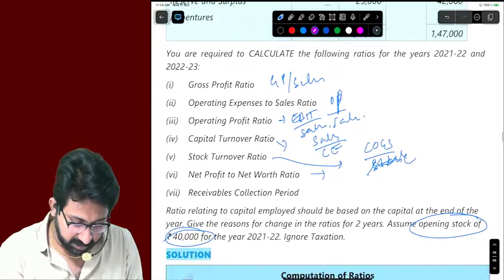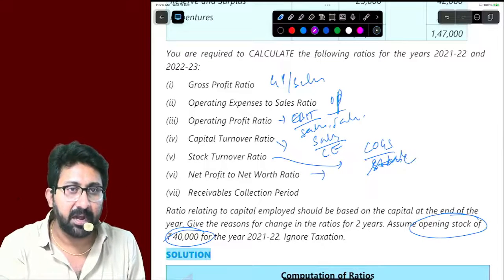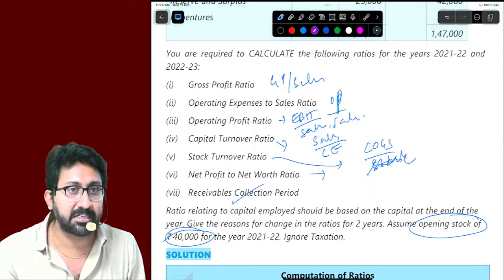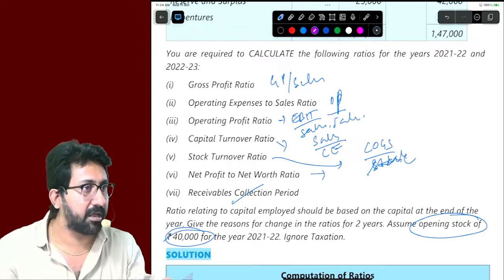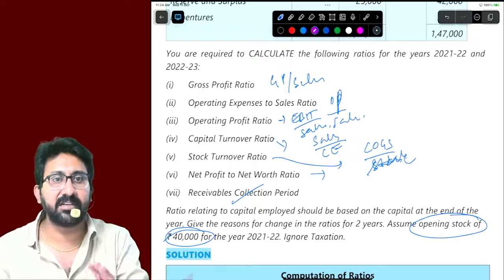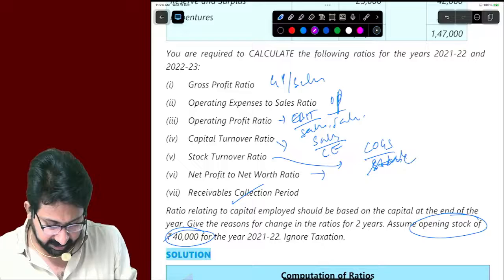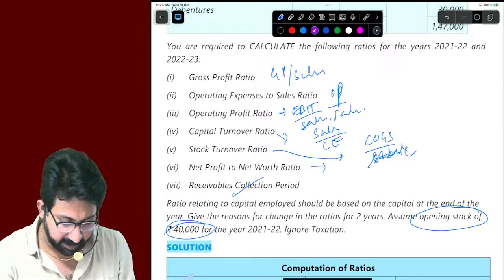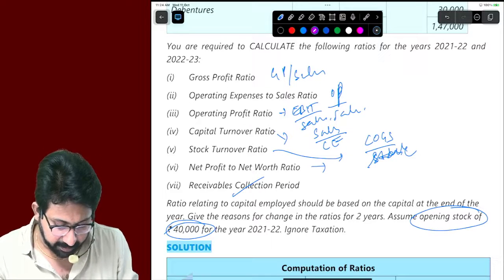Okay. Next, what is the net profit to net worth? Net profit divided by net worth, equity into 100. Next one, what is the next one? Receivables collection period. You know that formula? Debtors velocity. That only we have to apply into 360 will give you the particular receivables collection period. Next, ratios relating to capital employed should be based on the capital at the end of the year, not at the beginning of the year.